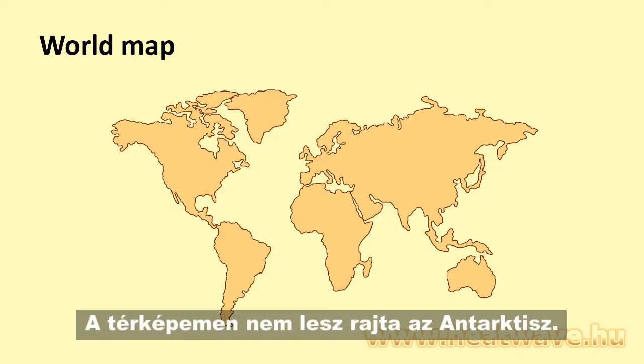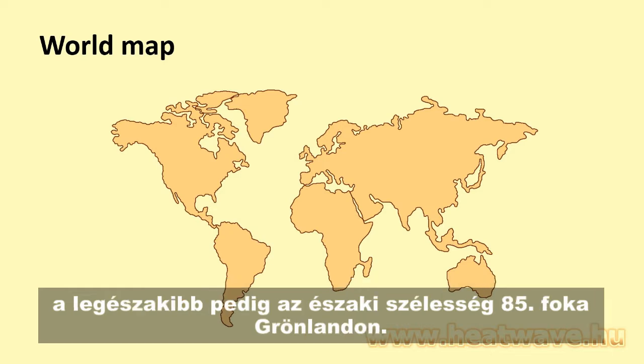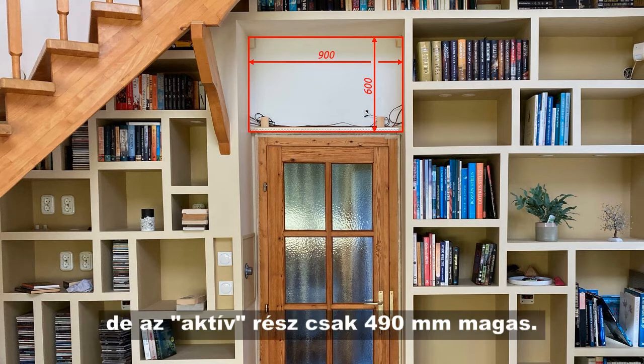My map will not show Antarctica. This means that the southmost point will be in Chile at 55 degrees south, and the northmost point will be in Greenland at 85 degrees north. The total size will be 900 by 600 millimeters, but the active area will only be 490 millimeters tall.